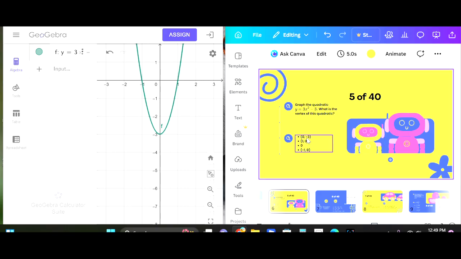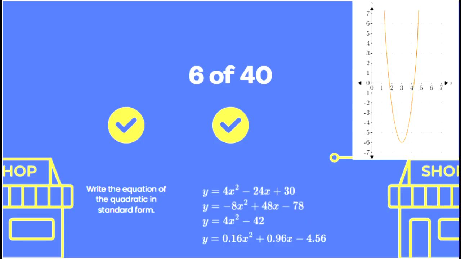So your answer is right here, (0, -3). This is number 6. We want to write the equation of this graph of the quadratic in standard form.